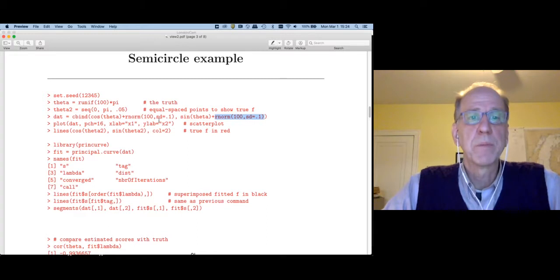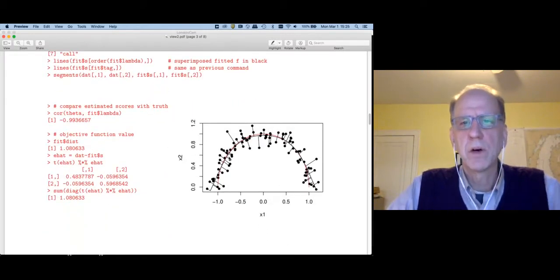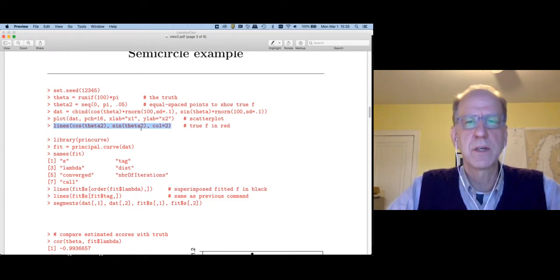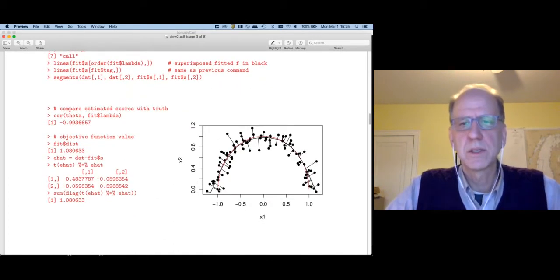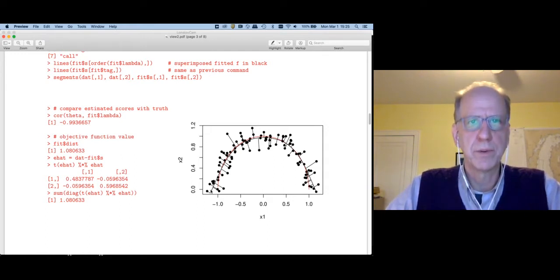Then I've added some random noise. Now if I plot it, I get all the black points shown on this plot below. This next command is going to superimpose the true f, and I'll do that in red. So we'll just take the cosine of theta 2 and the sine of theta 2, and so we can see this red line is giving us the true semicircle. We're trying to estimate that red curve with our algorithm.